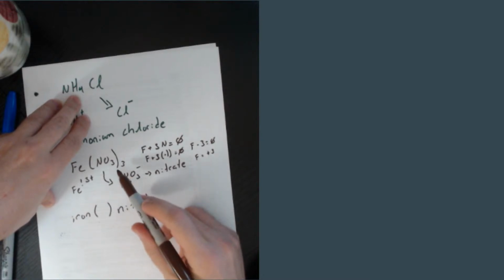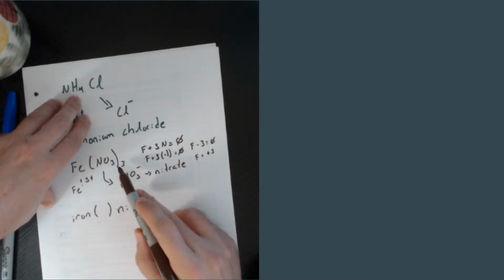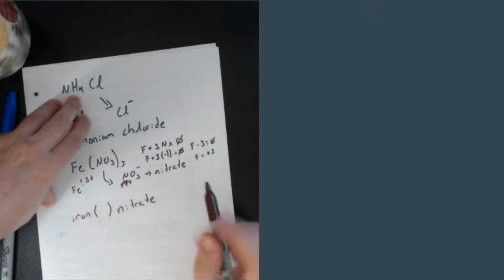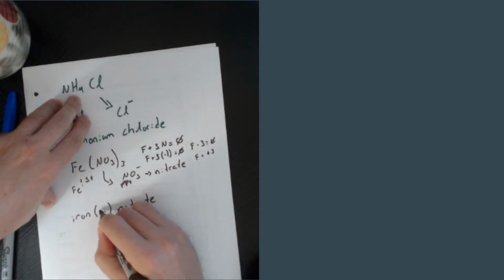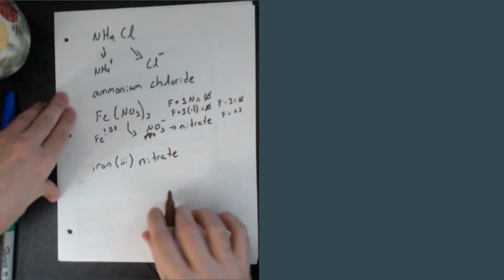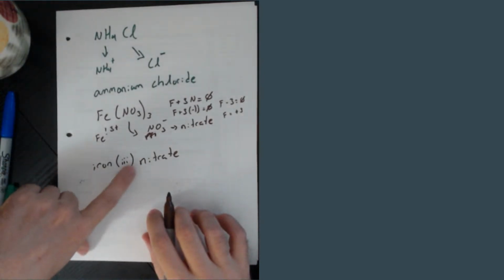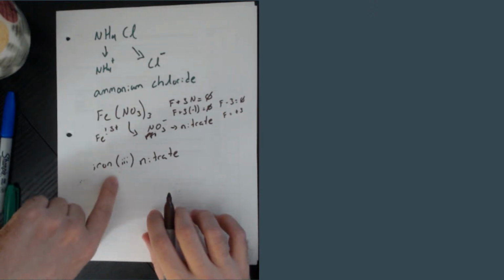Or to put it another way, there have to be 3 nitrates for every 1 iron, because each nitrate has a -1 and the iron has a total of +3. So iron has a +3 charge, and the name of this compound is iron 3 nitrate. If you don't include that 3 in Roman numerals, you haven't actually named this compound, and you'd get it wrong.